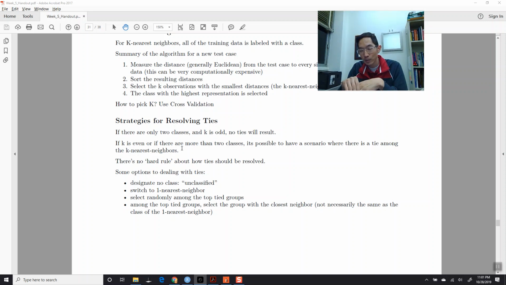So even if you have k equals 5, if you have 3 classes, you can end up with 2 A, 2 B, and 1 C, and you have a tie between A and B, having two votes each. And so, how do you resolve ties?